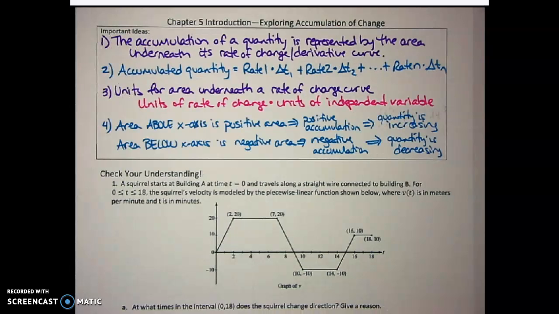And finally, any area above the x-axis is considered a positive area. It's a positive accumulation, and the quantity is increasing. And any area below the x-axis is considered a negative area. So there's negative accumulation, or the quantity is decreasing.